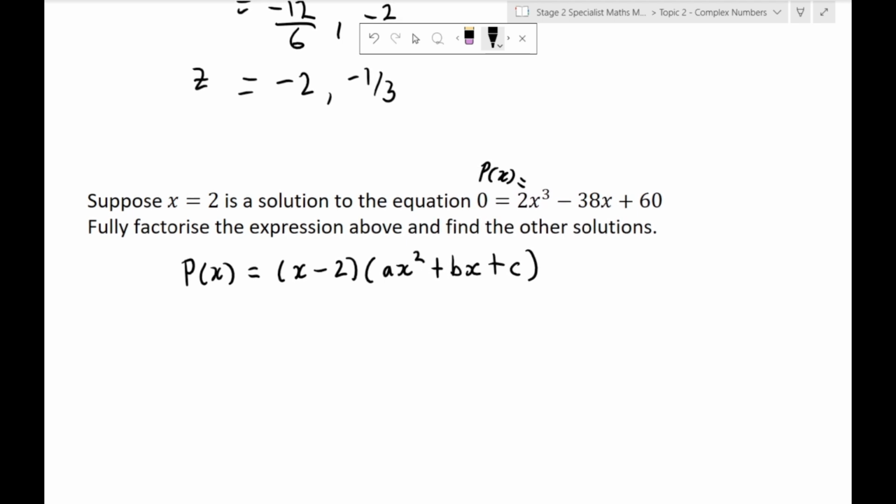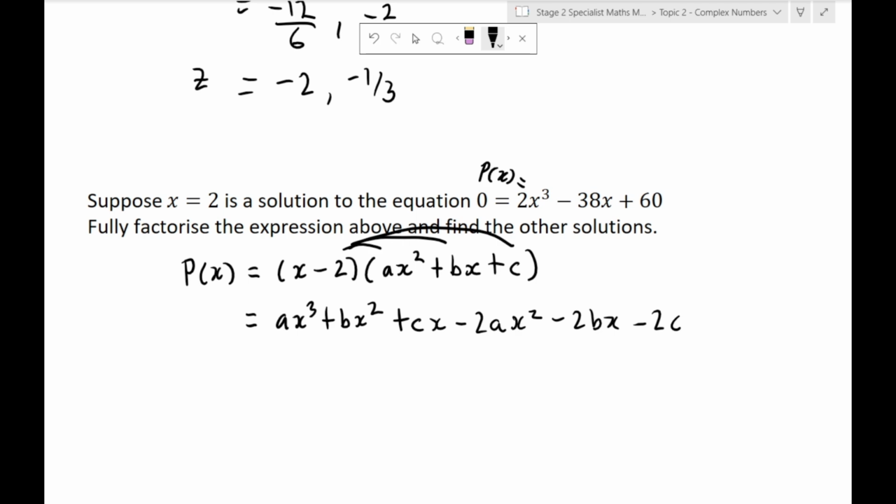So that's what p of x looks like, because if you think about it, a degree 1 polynomial times a degree 2 would give you a degree 3. So this is just what we've got. Now what we're going to do next is expand this out and see what we get. So we're going to get ax cubed plus bx squared, and that's coming from the x with those, plus cx. So that's the top one done. And then with the bottom ones, I'm going to get minus 2ax squared, minus 2bx, minus 2c, just like that. So it's like a FOIL, but a bit more to it.